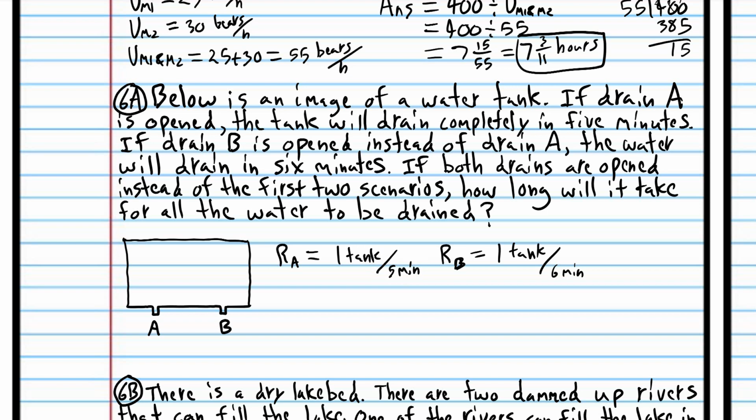But these are not the unit rates. Again, for them to be unit rates, this number has to be 1. We have to figure out how much of the tank is drained every 1 minute. There's a 1 here, but in order for it to be a unit rate, we have to have a 1 in the second number. Because if we can figure out how much of the tank is drained every 1 minute, then we can start to figure out what's really going on here.